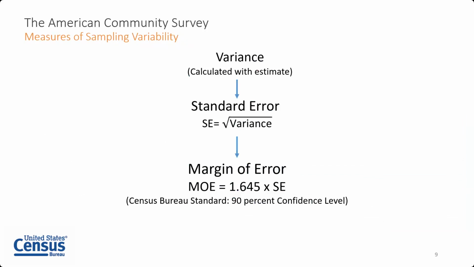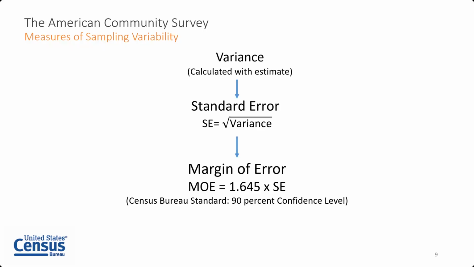So you might be wondering, where do the MOEs actually come from? It is actually one member of the family of measures of sampling variability. This slide shows you how one can be derived from another. At the top is the variance. The variance is calculated for each estimate when the estimate is tabulated. The standard error, or SE, is found by taking the square root of the variance. The standard error gives a clearer picture as to how much variability is in the estimate, as it is in the same units as the estimate itself.